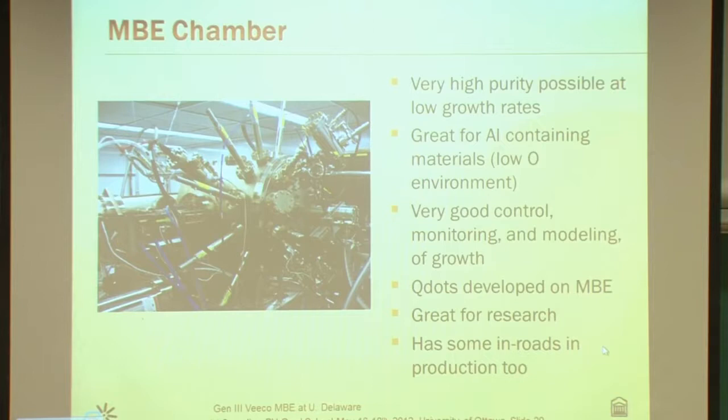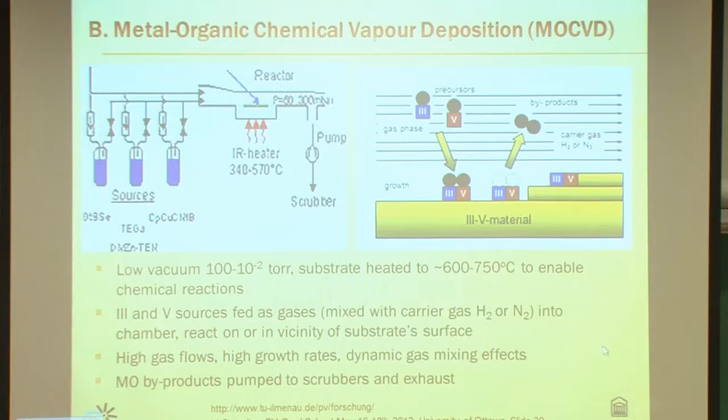Okay, metal organic chemical vapor deposition now. Reactor chambers look quite a bit different. This is in principle how it works. We have sources now which are liquids or gases. Hydrogen or nitrogen are fed through to deliver gases to the chamber. Your substrate is sitting right here, and we have gas flow across that substrate, and then outputs go through a pump to a scrubber and to the exhaust.